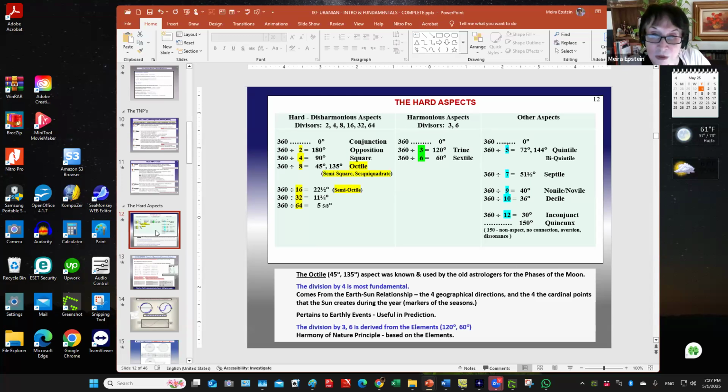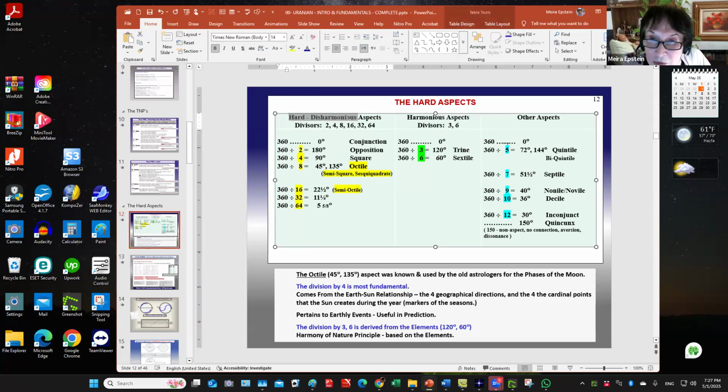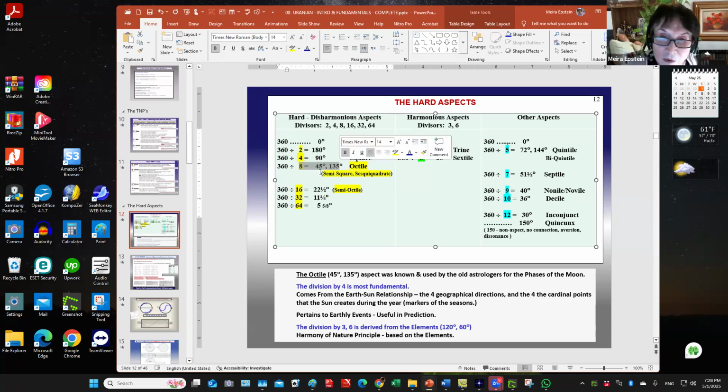Which is division of the circle. Hard aspects, hard disharmonious aspects. These are the divisors, the numbers we divide by. Divide by 2, divide by 4, and so on. So it starts with the conjunction. Divide by 2 gives you an opposition. Divide by 4 gives you 90. I'm pretty sure that you're using this one. Maybe you don't, I don't know.